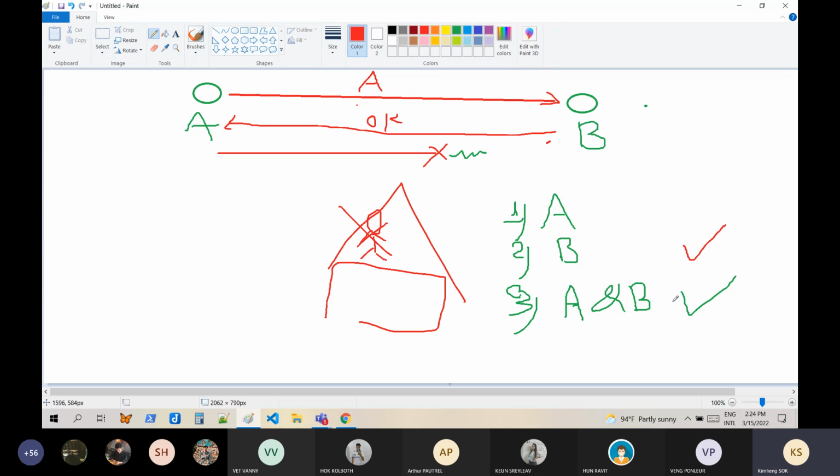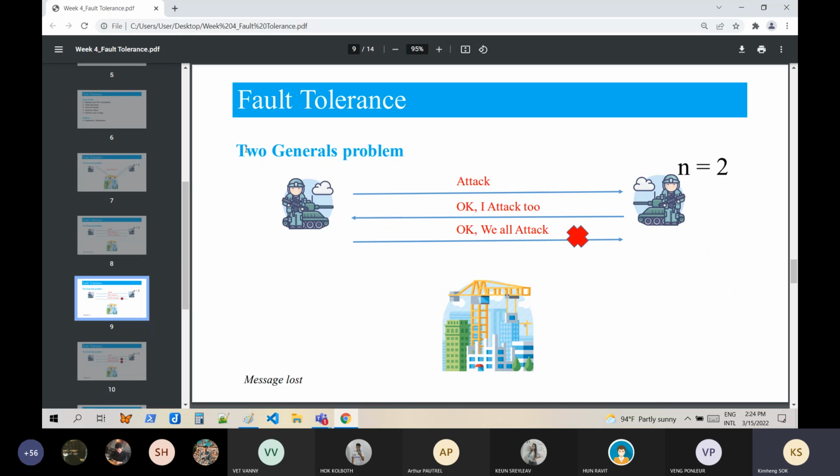So some say A and B, some say B. What about the other? So that is why we call it what? We call it two general problem. Okay, because it is a problem.